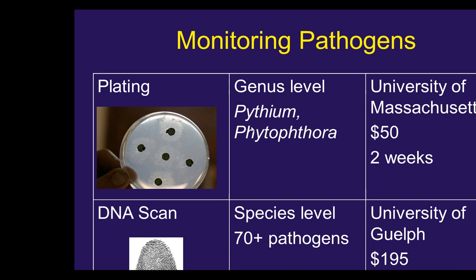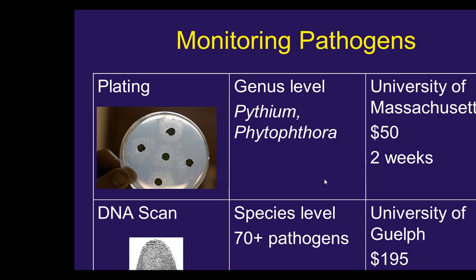So the alternative when a grower sends a sample to a lab is that the samples will be either plated or they will be scanned by doing DNA fingerprinting. If the samples are plated, like the one in the picture here, the results that you will get are at the genus level, Pythium or Phytophthora. It may or may not be pathogenic, but if you get a result saying that you have the presence of Pythium or Phytophthora, assume it's pathogenic and reduce your risk by following up with a treatment. An example of a lab is the University of Massachusetts. They charge $50 per sample. Return time is 2 weeks. And then the other alternative, DNA fingerprinting, is a little bit more specific. It gives you up to the species level.